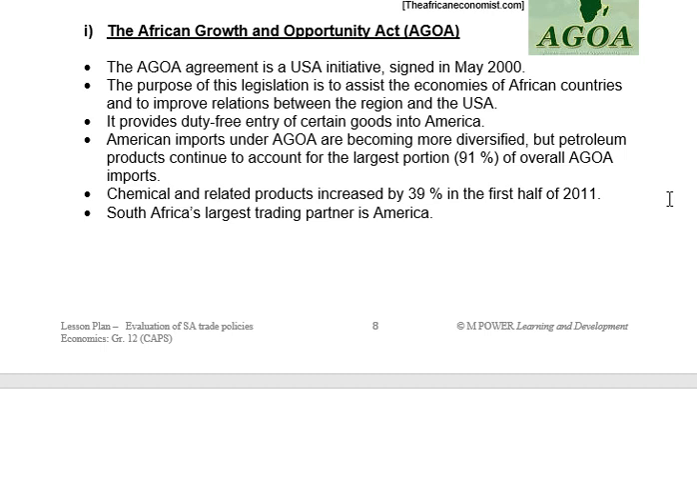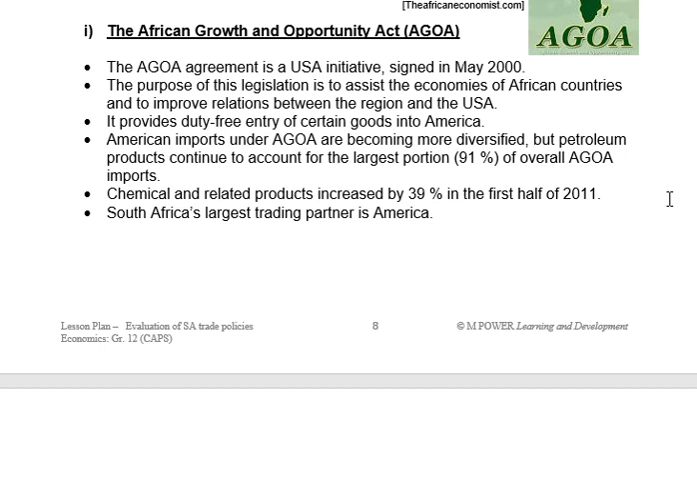Okay, American imports under this agreement are becoming more diversified because the stuff that Africa is buying from America is becoming more diversified. So there's more and more things that we are importing from them, but petroleum products must continue for the largest portion. Okay, 91% of imports from America into Africa is petroleum products. Now remember, America's got oil, we don't. All right, chemical and related products increased by 39%. Okay, so chemical products, there's a big increase.